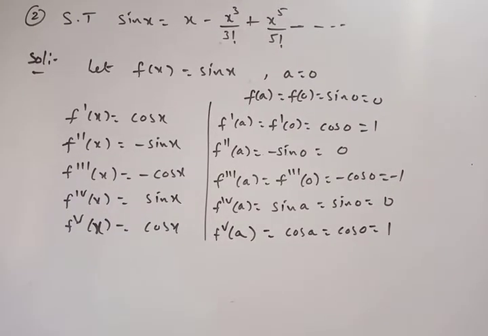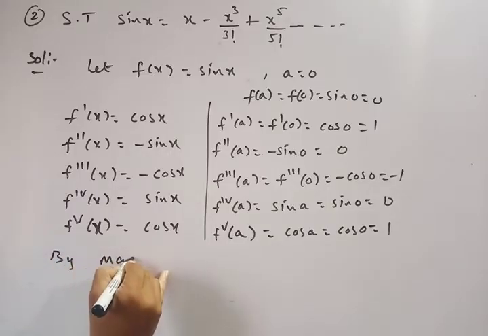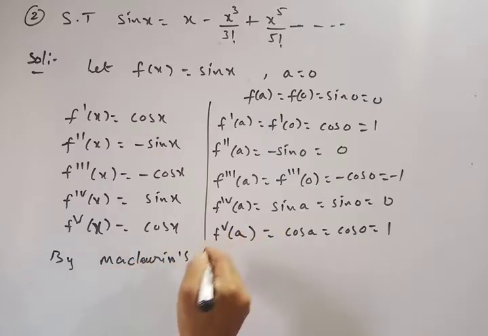Now what we have to do? You need to substitute all these values. So if you want, you can use Taylor's theorem, or if you want, you can use Maclaurin's also. No problem. So by which formula? By Maclaurin's, right? By Maclaurin's, whatever you call it.